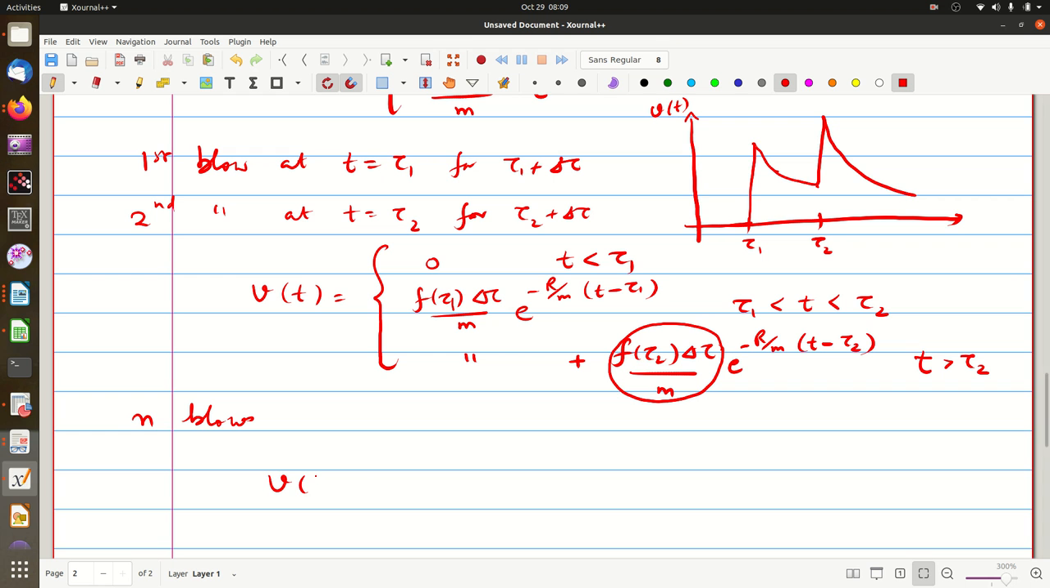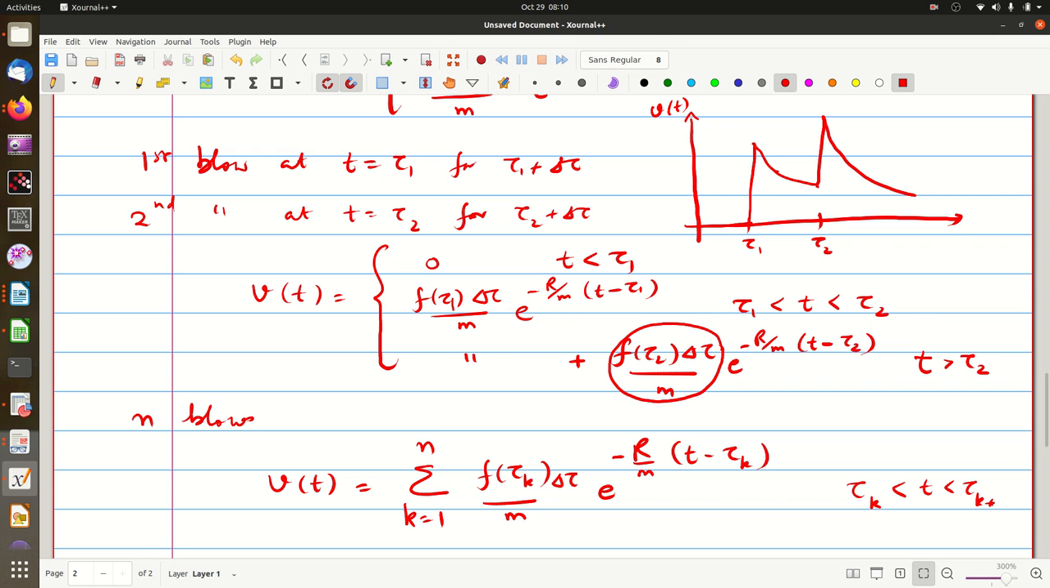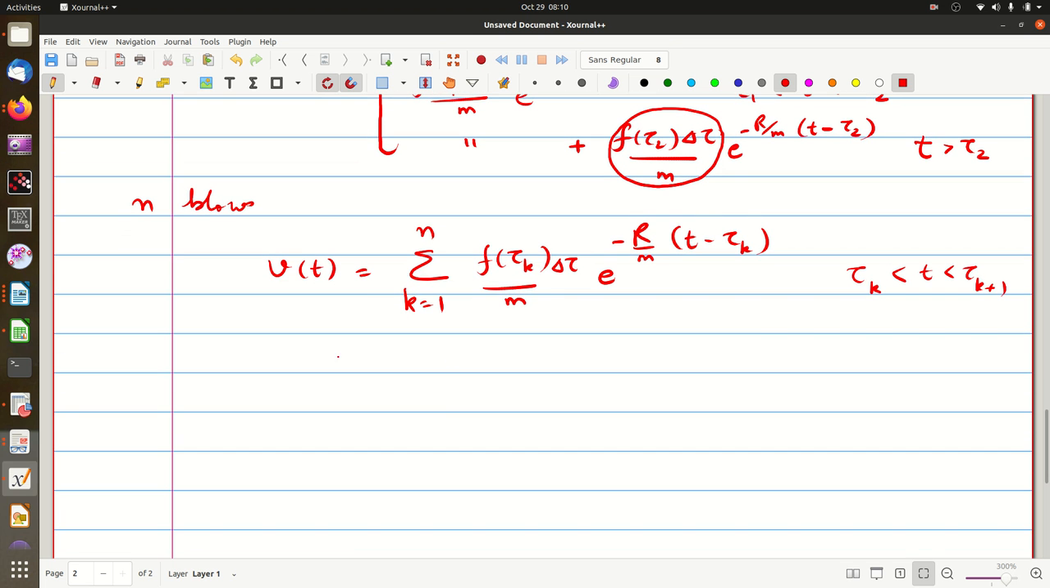Then the velocity v of t will be 0 for t less than tau 1, and the rest of it will be a summation k equal to 1 to n of f of tau k by m into delta tau, where the interval time we are keeping the same, always a very short duration, into exponential minus r by m times t minus tau k, with tau k less than t less than tau k plus 1. And immediately one can see that this could be easily converted into an integral if the blows are continuous.